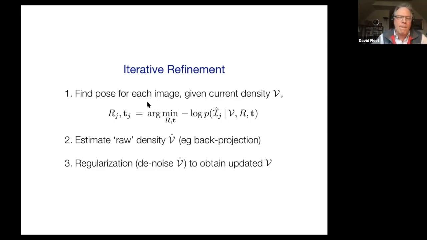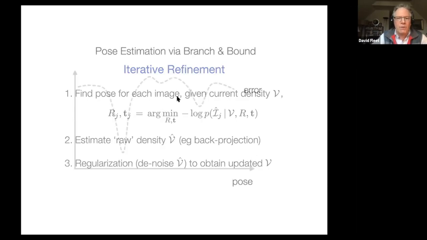The iterative refinement process is going to have 3 steps. The first step is to find the best rotation and translation. The second step is to use a common tomographic reconstruction technique to get a noisy estimate of the density. The third step is essentially to denoise it, and that gives us a new estimate. Now we go back to step 1, repeating steps 1 through 3. I'm going to tell you mainly about step 1 here. I want to tell you a little bit about that.